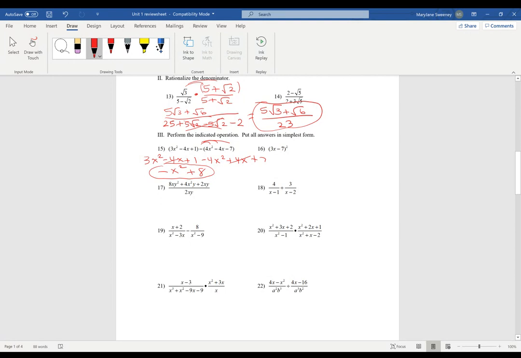17 is division. So we have to take the 8xy squared, divide by 2xy, the 4x squared y, divide by 2xy, and the 2xy and divide by 2xy. So we're getting 4y for the first one. Second one, we're getting a 2x.